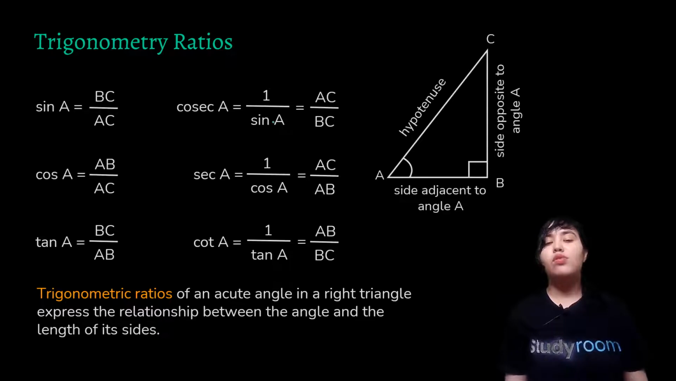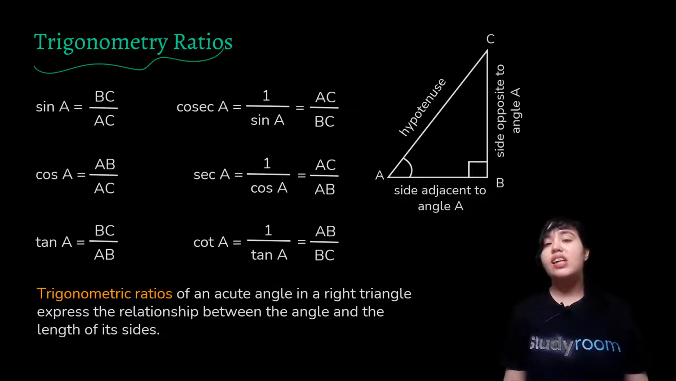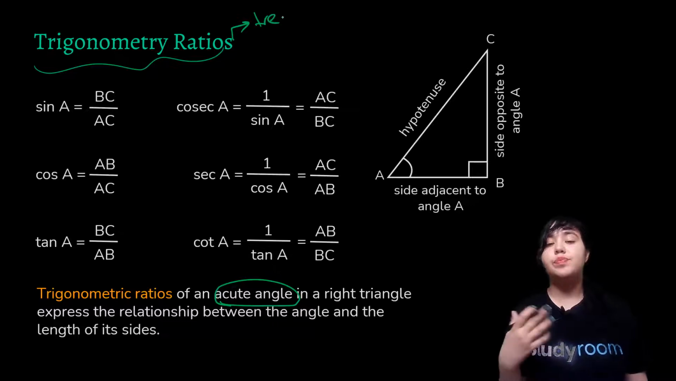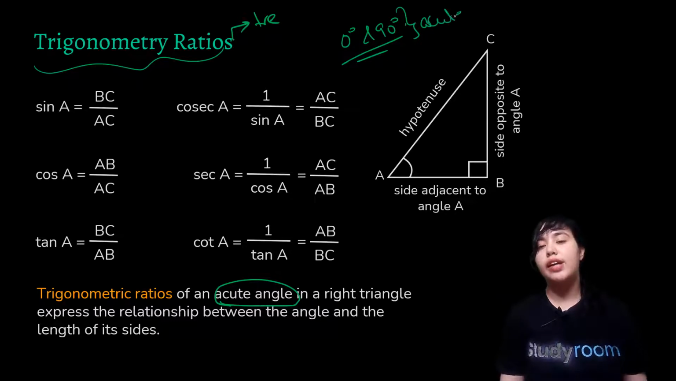So this is a summary of what we've discussed so far. Now these ratios are obviously applicable only to right angle triangles, and the angles that we are considering here are acute angles. For acute angles, all these trigonometry ratios give you a positive value. I hope you know what an acute angle means, otherwise I'll just tell you. An acute angle refers to any angle between 0 degrees and 90 degrees.